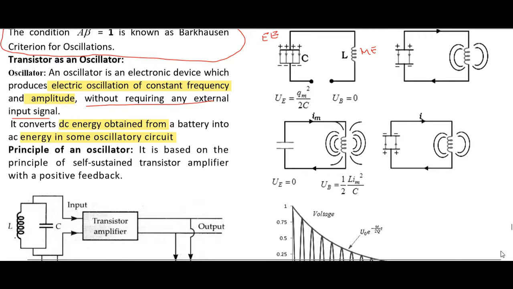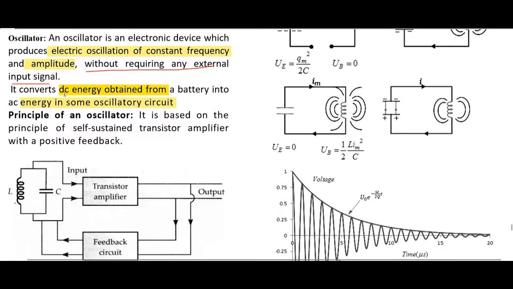Today's topic is transistor as an oscillator. We had an introduction of this topic in the last session, and now we shall first revisit it and then we will proceed ahead. An oscillator is an electronic circuit which produces electric oscillations of constant frequency and amplitude. Remember this thing, frequency is constant and amplitude is constant.